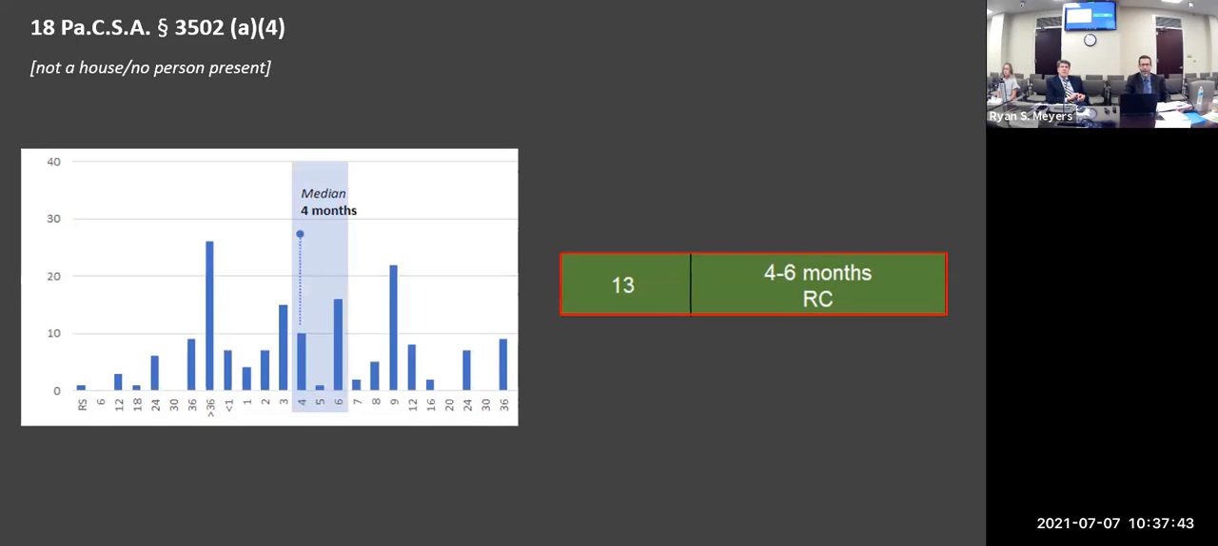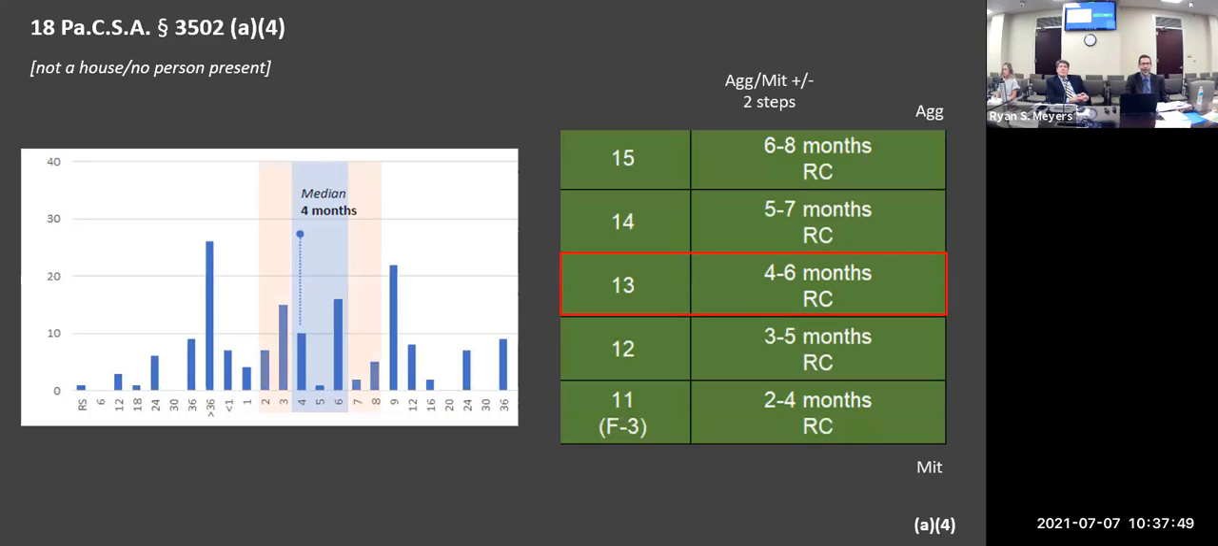Okay, so in the next step, again, taking the lower limit of the standard range as our starting point with OGS equal 13, I wanted to also think about what the aggravated and mitigated ranges are. As Mark mentioned, on the far right of our new matrix, we have this step up or step down approach. And it's suggesting that it's plus or minus 2 steps.